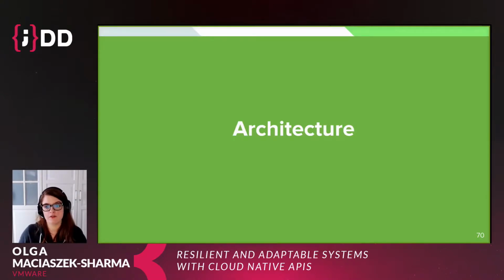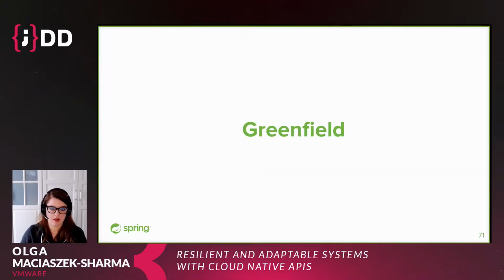So now that we've talked about all these different protocols and gateways and things that can make up your cloud native APIs, we are going to talk a little bit about architecture. There are typically two kinds. So first up is greenfield. What greenfield means is that there are no existing applications.